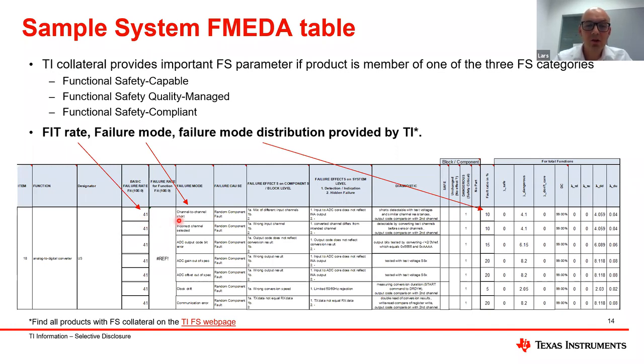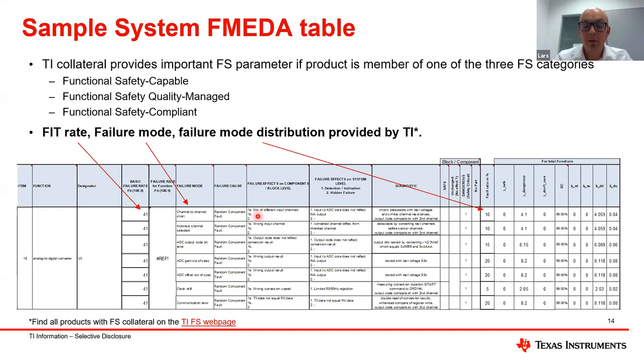Then we see our failure modes here. These are all the failure modes which can happen. I mean, it can be more, but this is what we at least state. And you have, for example, a channel-to-channel short, incorrect channel selected for the multiplexer, ADC output code bit error, ADC gain out of spec. All these certain failure modes which are common to an A to D converter.